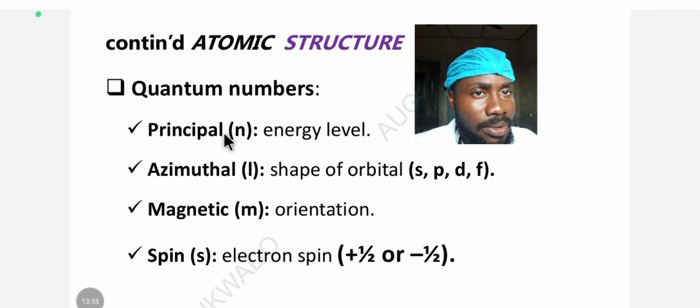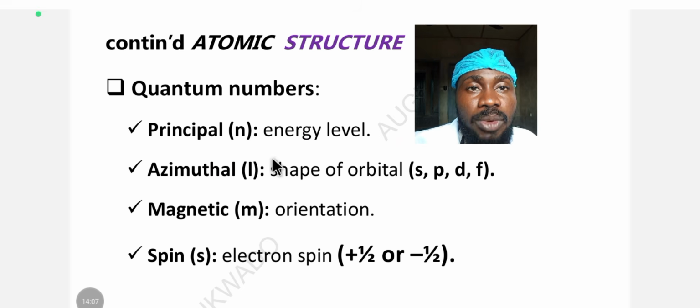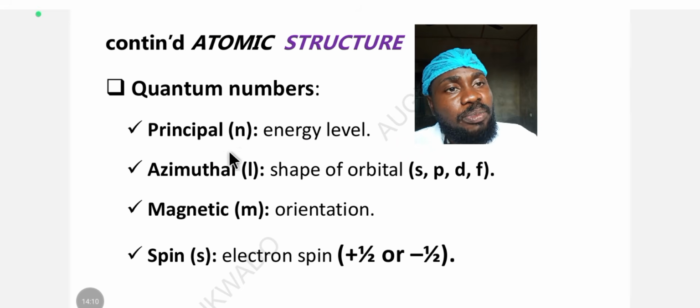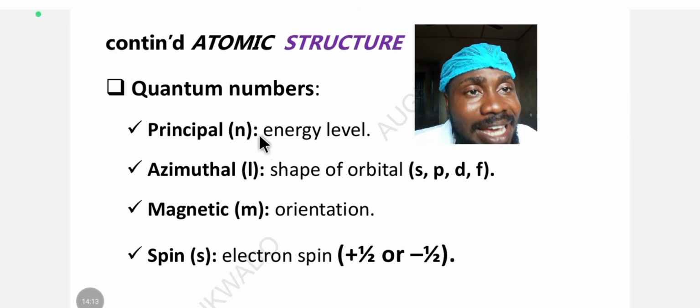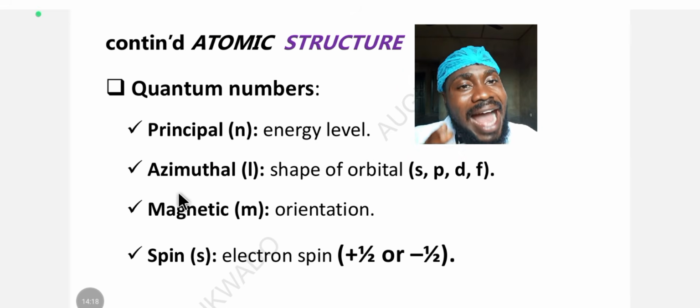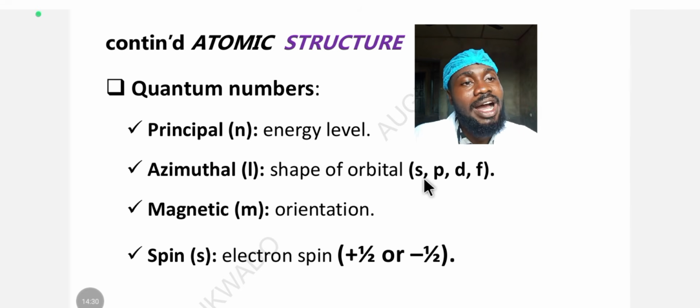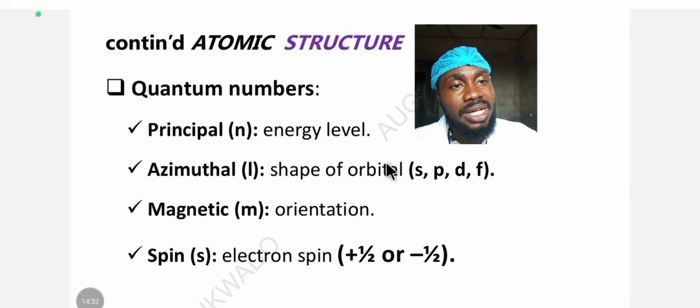Now let's look at quantum numbers. Under quantum numbers, the concept that is very important in preparation for JAMB UTME, as specified and recommended by the JAMB syllabus, is the principal. The principal, small letter n, means the energy level. Then the azimuthal, which is small letter l, is the shape of the orbital. This is at the subshell level, where you have the SPDF. That's the shape of the orbital.